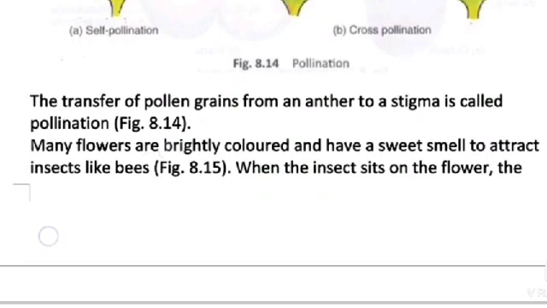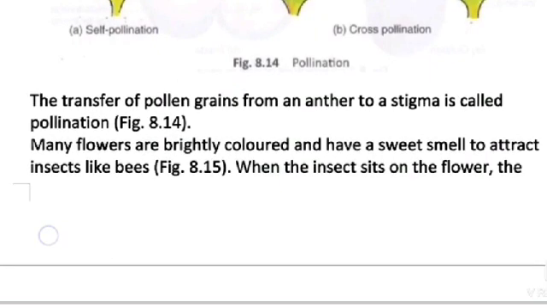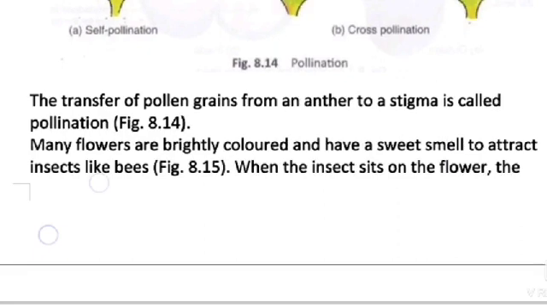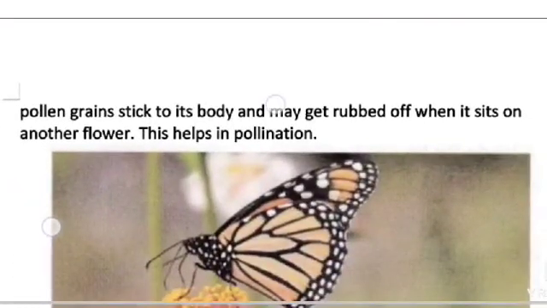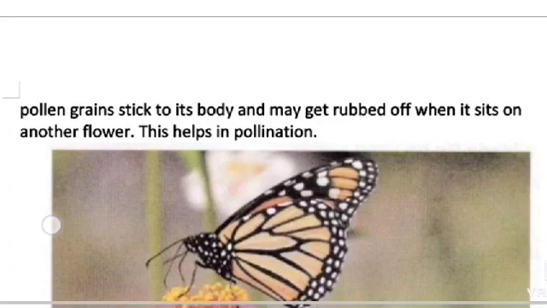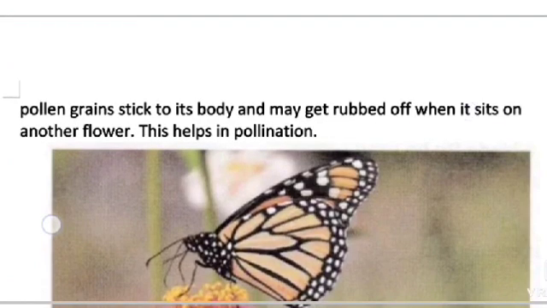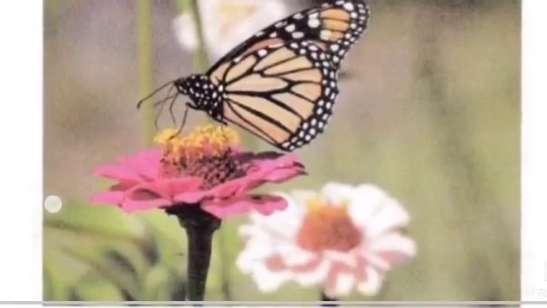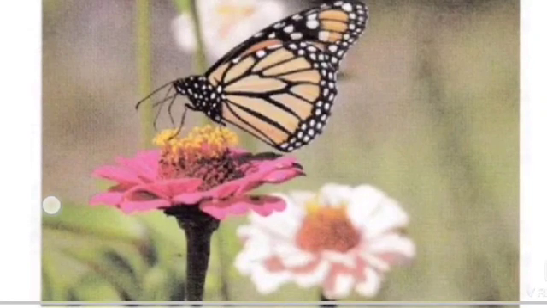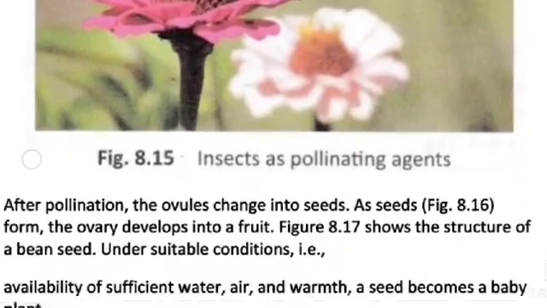Many flowers are brightly colored and have a sweet smell to attract insects like bees. When the insects sit on the flower, the pollen grains stick to their bodies and may get rubbed off when they sit on another flower. This helps in pollination. See the picture: insect as a pollinating agent. Air pollination.